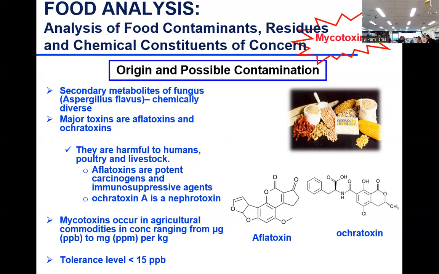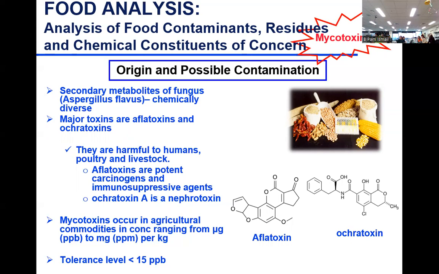Mycotoxins, fungal. Most common is Aspergillus flavus. These toxins are harmful in that they are carcinogens, and they might be genotoxins. If they are a genotoxin, there is no allowable tolerance level, especially aflatoxin B1, I believe, there is 0 tolerance level. Some other aflatoxins, you have tolerance level less than 15 parts per billion.